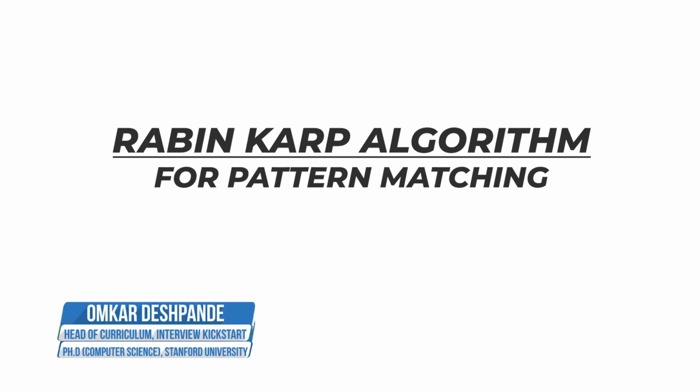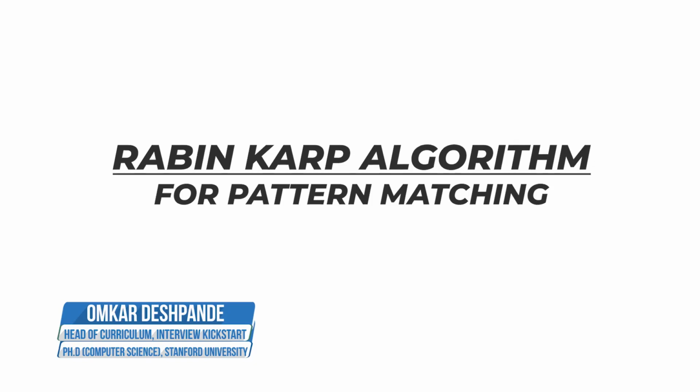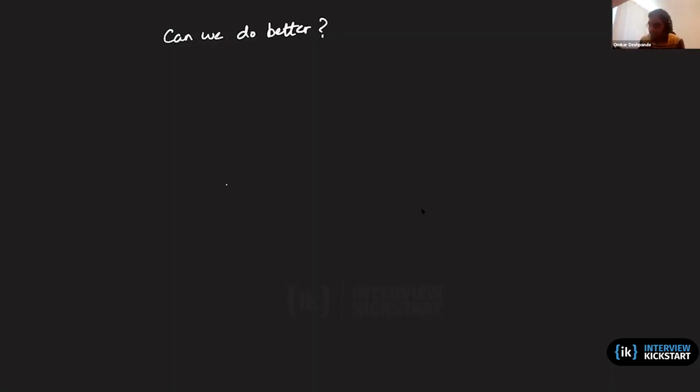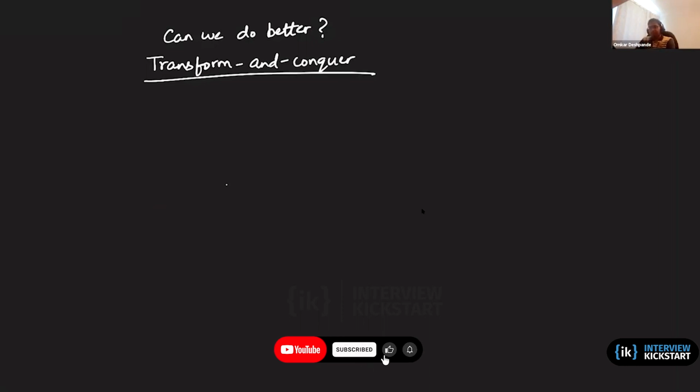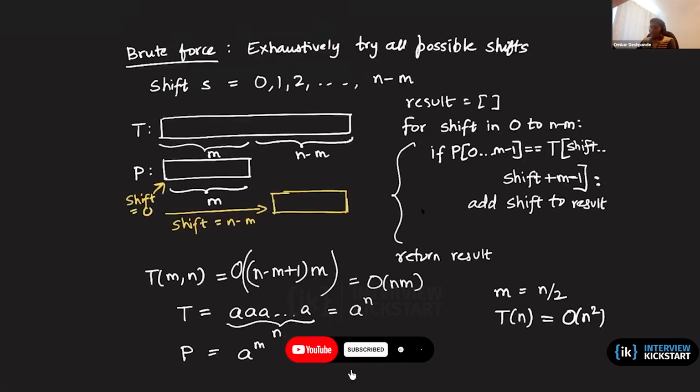So there are two different directions in which we are going to go in. One of them is going to be a transform and conquer approach. And the second would be an enhance and conquer approach, which is something we have done in a class on prefix sums earlier, something like that.